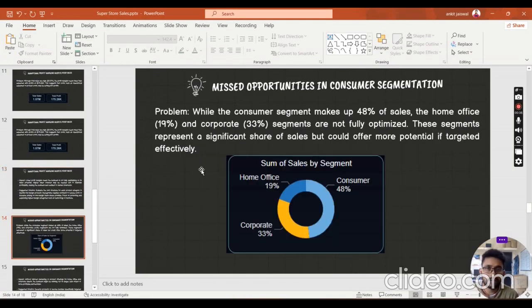Next, our insight is missed opportunities in the consumer segment. While the consumer segment makes 48% of the sales, home offices are 19% and corporate is 33%. The corporate 33% segment is not fully optimized. These segments represent a significant share of sales, but could offer more potential if targeted effectively. Obviously, home office people are earning, and corporate people are earning. So why are they not making enough purchases? We need to find out.